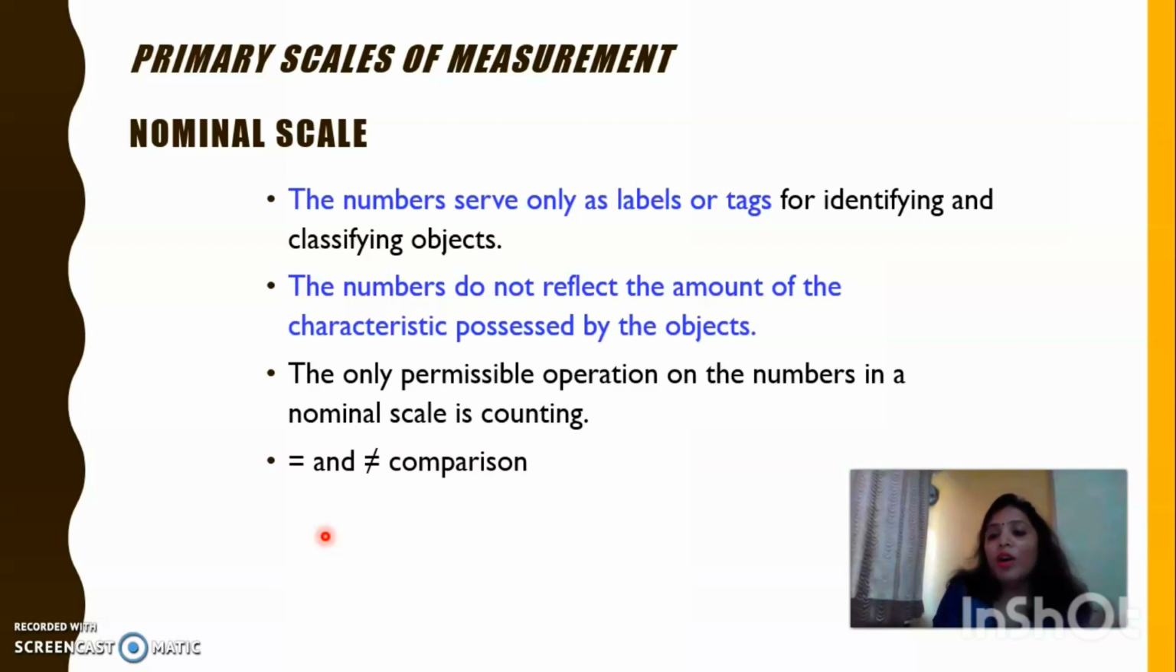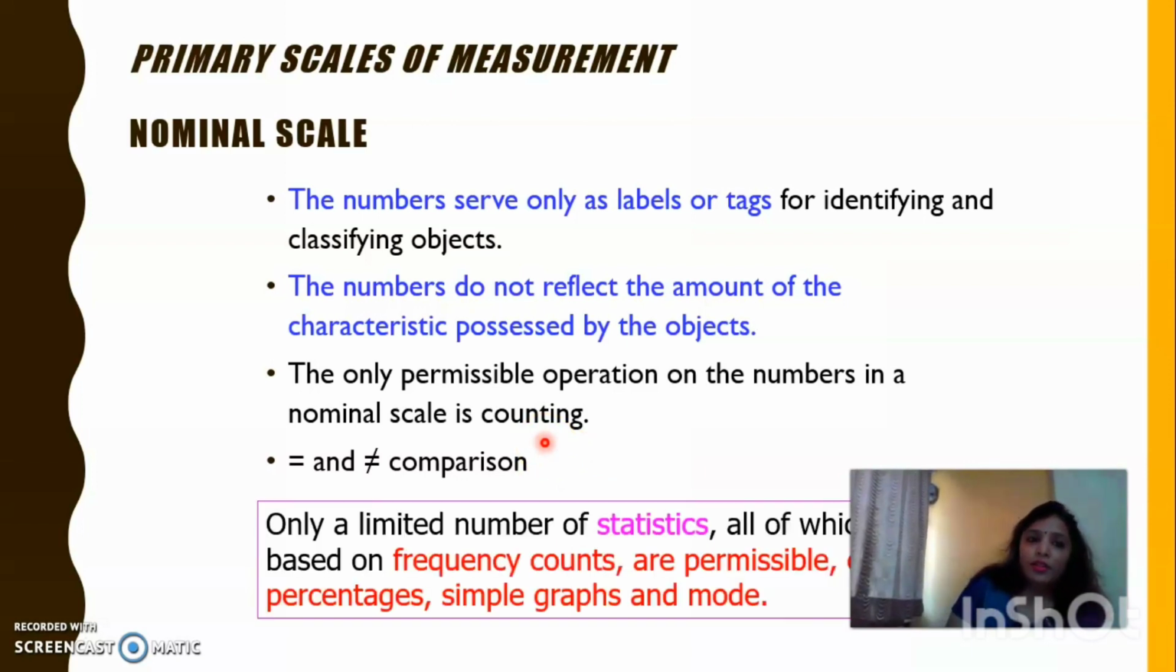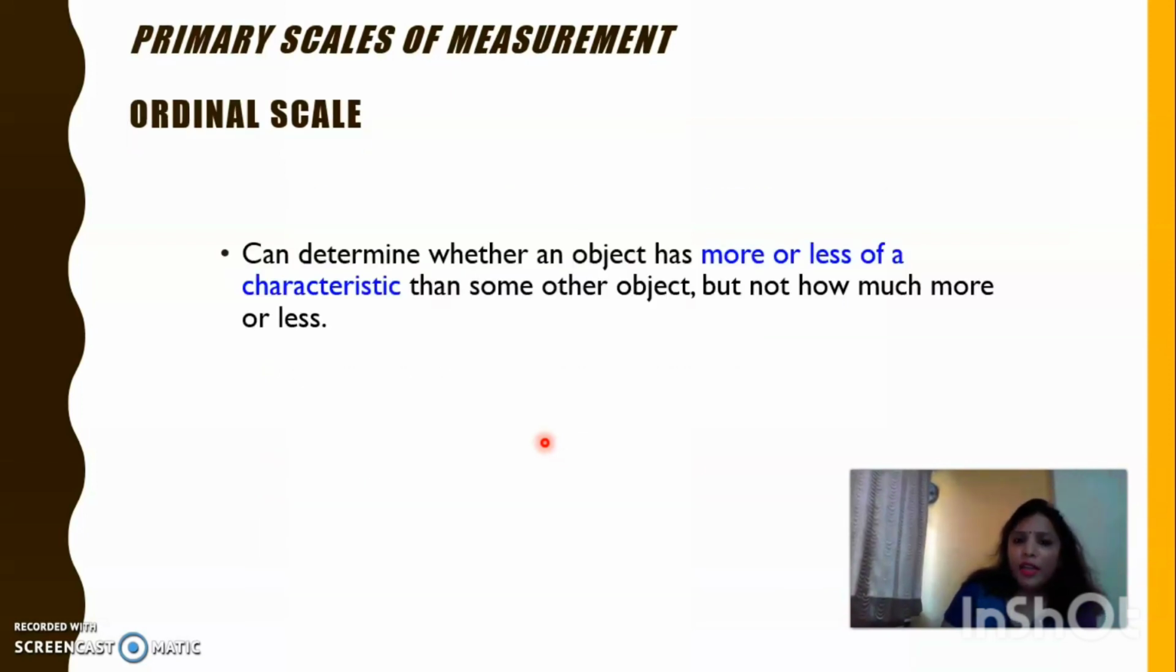I cannot do a statistical operation of 1 plus 2 or 1 minus 2 because the only possibility on the questions which are asked on a nominal scale is counting. So I may count how many ones, I may count how many twos, right? Second scale which comes is ordinal scale.